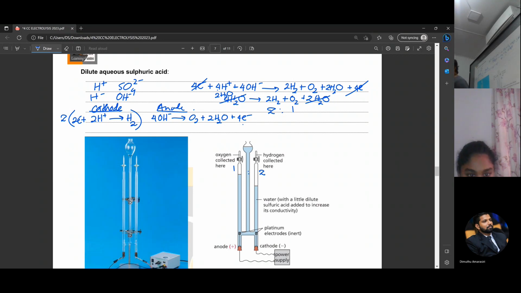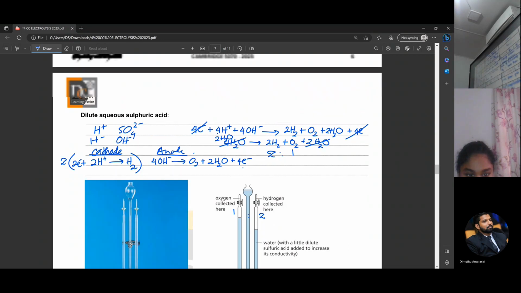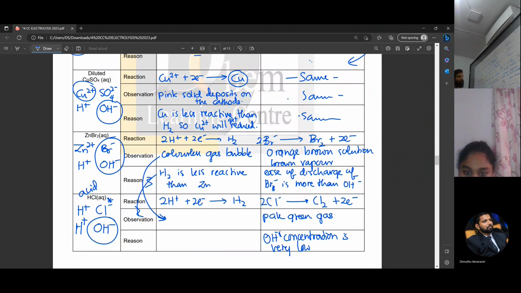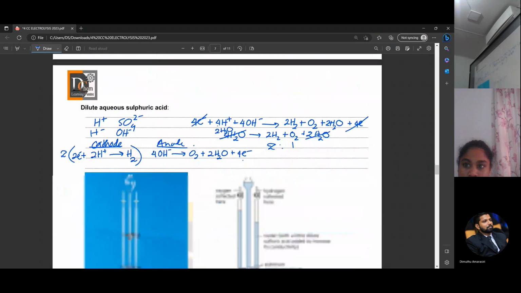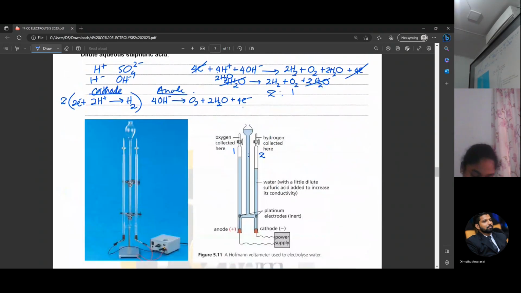HCl electrolysis, look at HCl. 2 electrons, 2 electrons. Therefore, both are the same. 1 hydrogen and what? 1 chlorine. 1 to 1. You get 1 to 1. Okay, so those are the tricky stuff that you find in the papers.